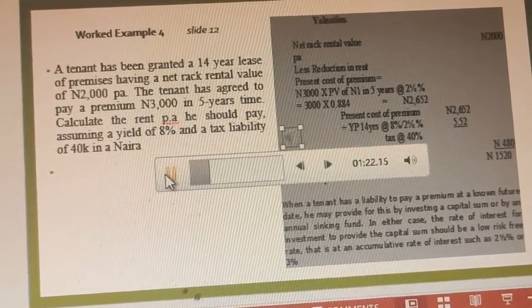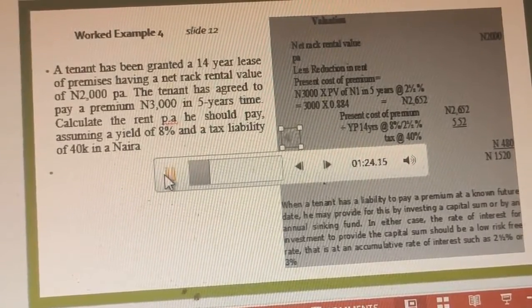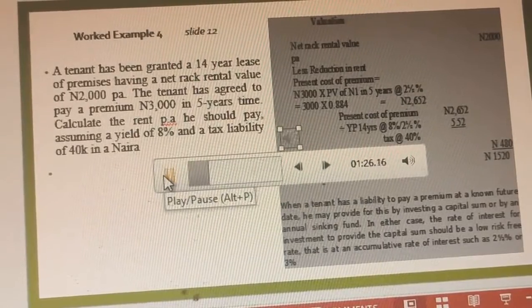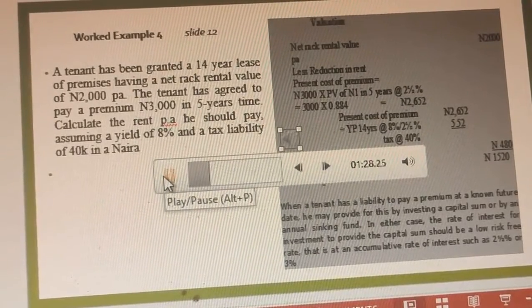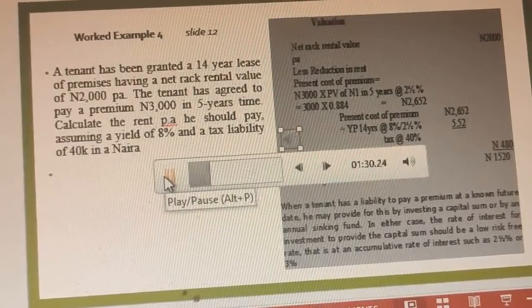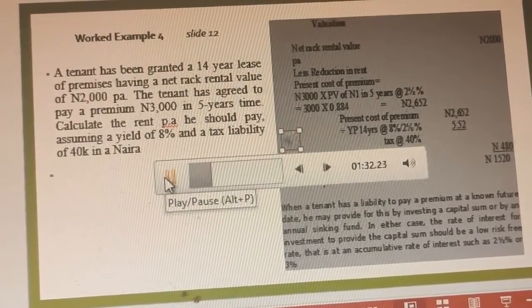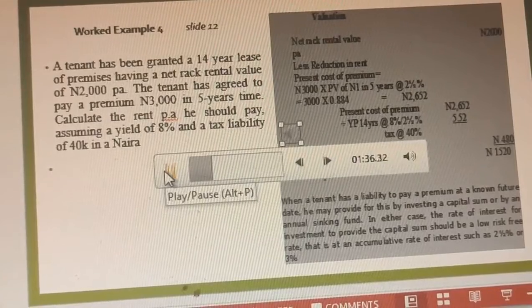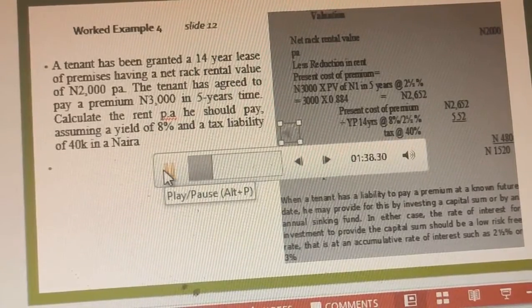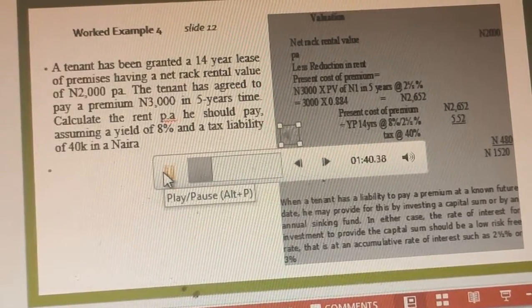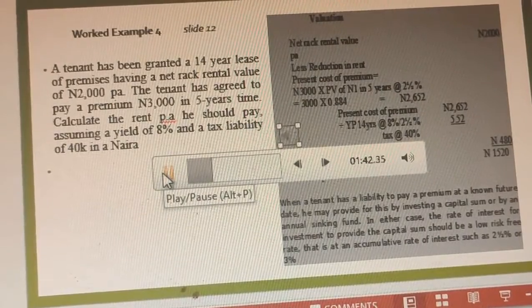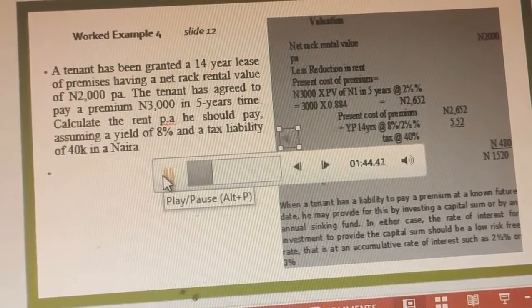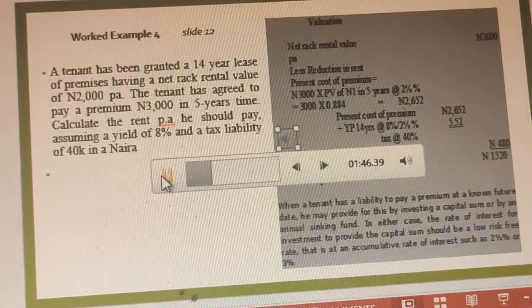First and foremost, the tenant is not paying immediately, he's paying in 5 years' time, and your calculation is based as at today. So you have to bring the value to today's value. You have to multiply it by the PV of 1 naira in 5 years, so that you can bring the premium to today's value. That's the first note you must have.